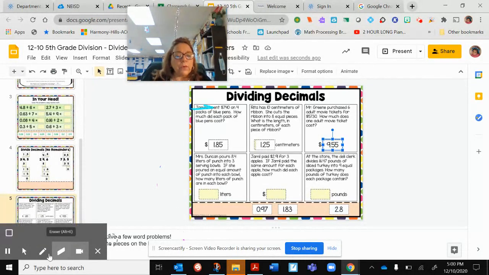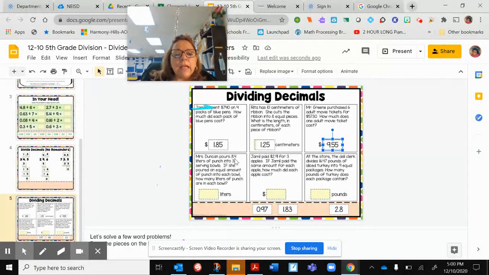Okay, let's look at number 4. Mr. Duncan pours 84 liters of punch into 3 serving bowls. So 1 serving bowl, and the 3rd serving bowl. Now, if she poured an equal amount in each one, how many liters of punch were in each bowl?